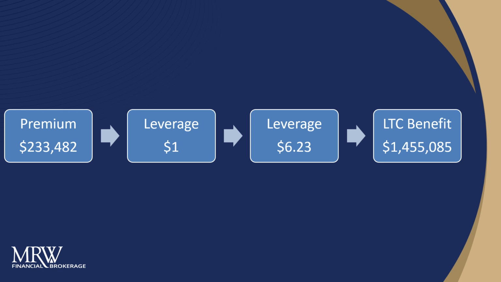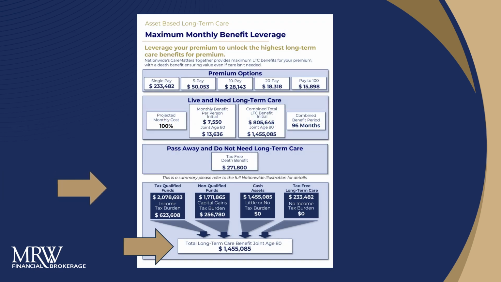And once again, if we relate this back to how they were going to fund long-term care, if it was their tax qualified plans, they'd have to liquidate over $2 million to get that same $1.4 million of non-qualified funds, $1.7 million. If it was cash assets, $1,455,000. We're creating leverage by accomplishing this for just $233,000. If they don't need it for long-term care, it still goes on to their family in the form of a $271,800 death benefit. Make sense?